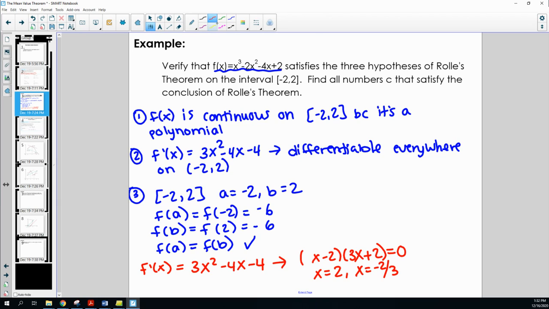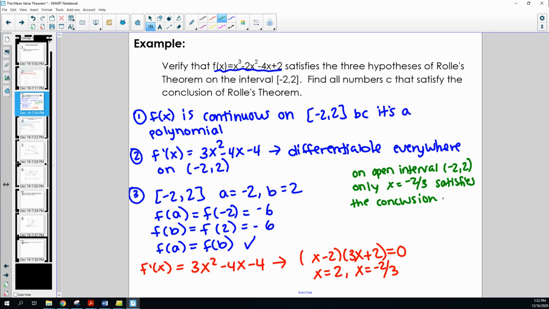So we would say that on the open interval negative 2 to 2, only x equals negative 2/3 satisfies the conclusion of Rolle's theorem.